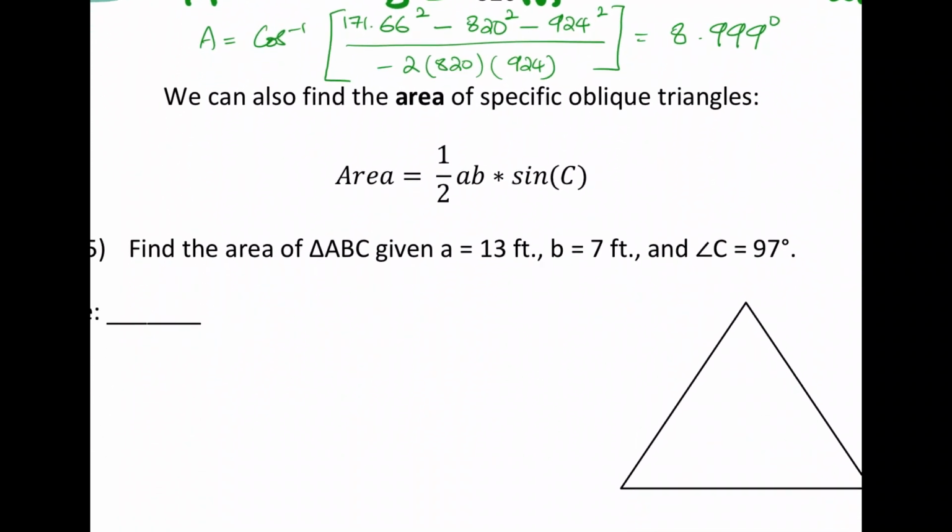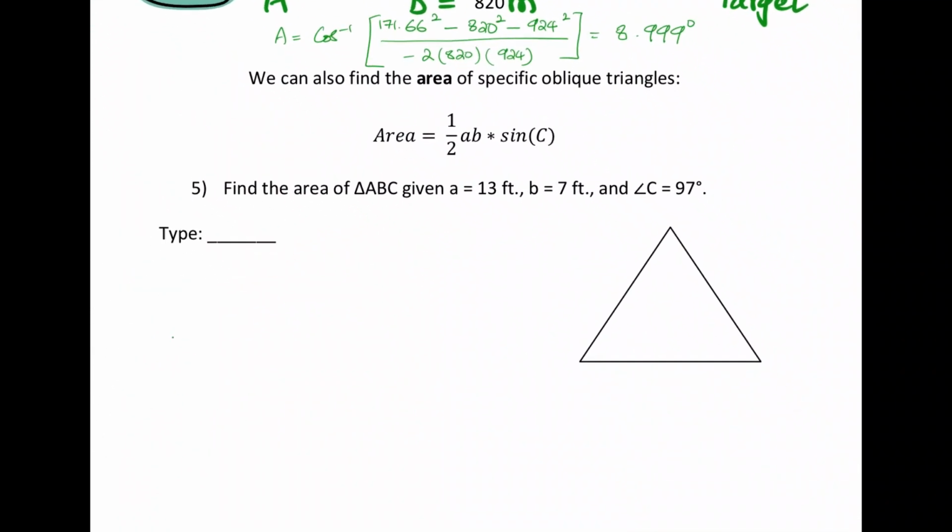Now that leaves us with the last problem. Now this one is not just application of law of cosines, but this one is to find the area of certain types of oblique triangles. So first up, I'm going to go ahead and label this triangle as triangle ABC. And then I'm going to fill in the information given to me in the problem. And then we can figure out what type of triangle it is. And that's when we can apply this formula.